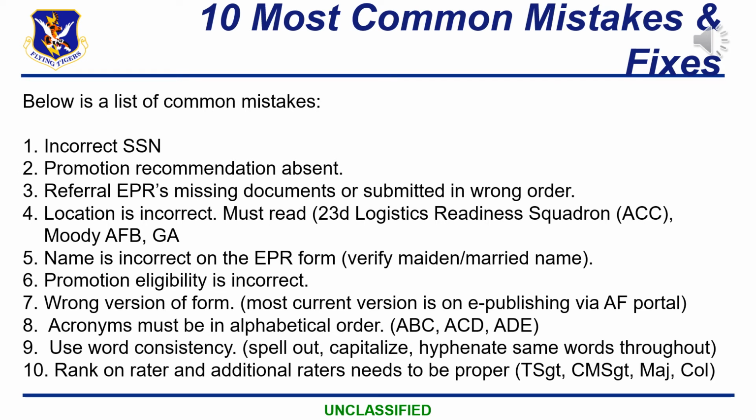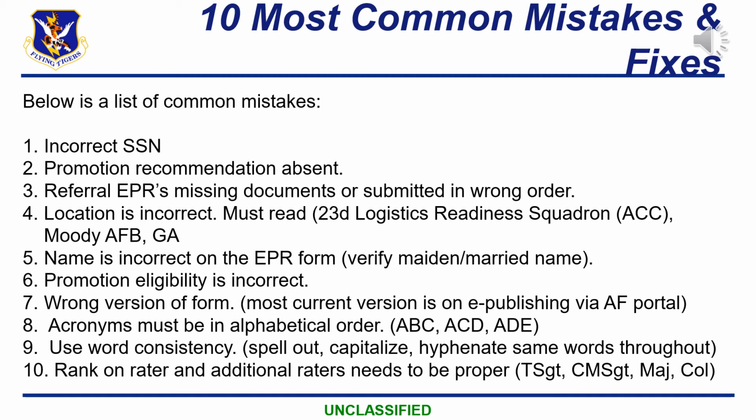Number five, name is incorrect on the EPR form. Also verify that their maiden name and married name are correct. If the shell is incorrect, once again, let CSS know and we'll get you a new shell. Number six, promotion eligibility is incorrect. If the member is eligible for promotion and it's showing that they're not, please let us know. If they're not eligible and it's showing that it is, please let us know. We've got to fix that.